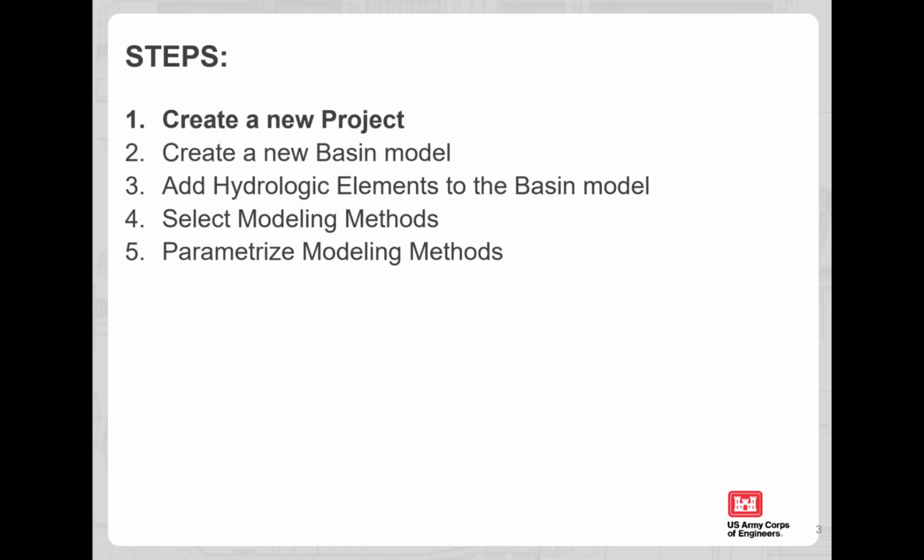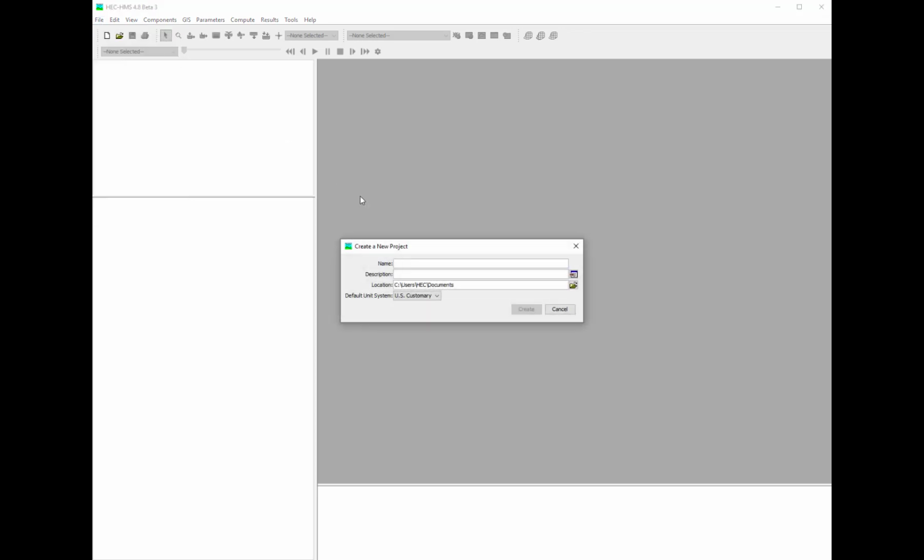First, I'm going to create a new project. I just opened HEC-HMS. To create a new project, I'm going to go to the File menu and select New. In the Create a New Project dialog, I'm going to provide a name. I'm going to name my project Punks. And then I'm going to provide a location. I'm going to save my project to C Projects.